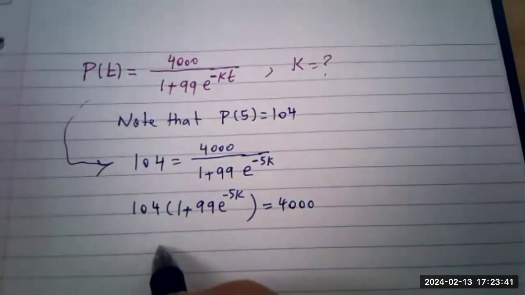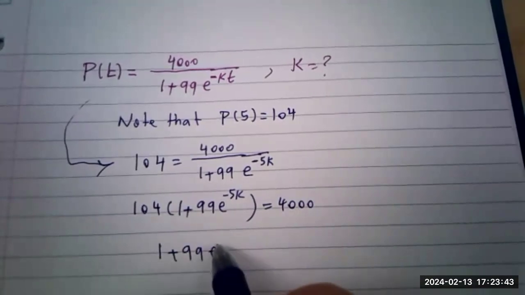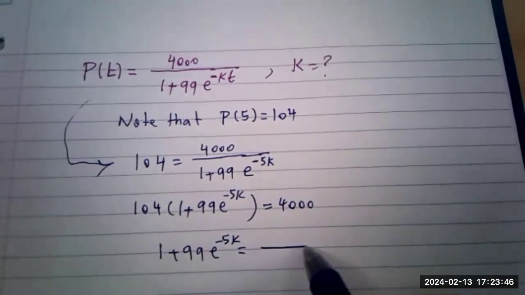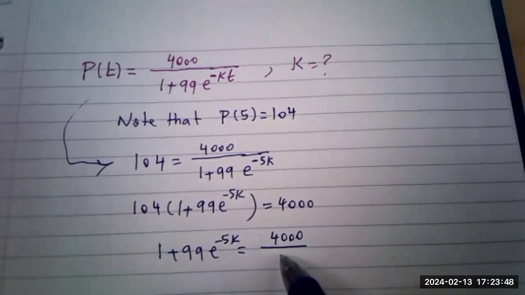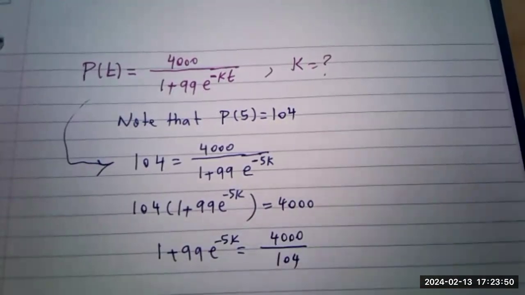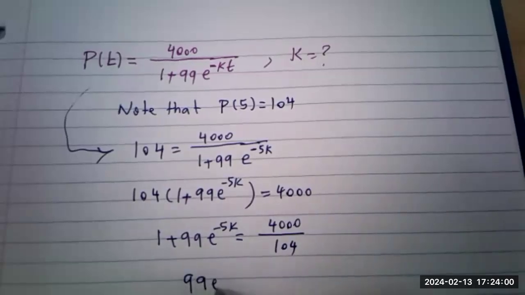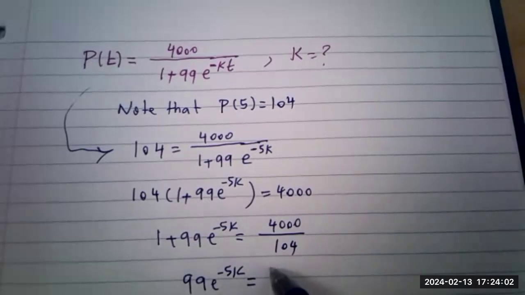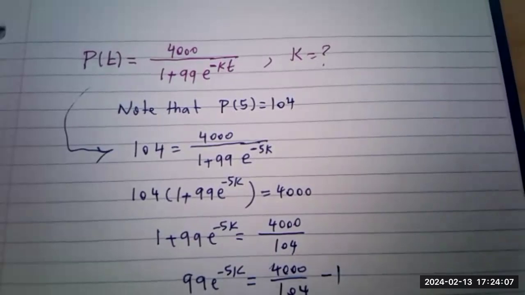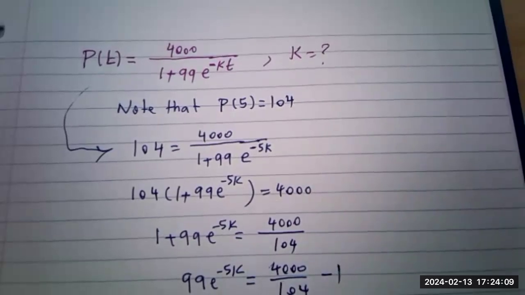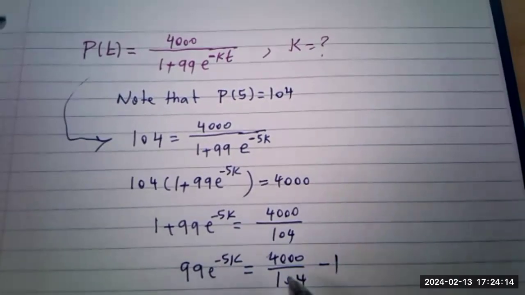Okay, you may use your calculator. It's going to be 1 plus 99 e to the negative 5k, and this is going to be 4,000 over 4. And you can simplify it and eventually get the result. 99 e to the negative 5k is equal to 4,000 over 104 minus 1. You can simplify it by 4 and then continue, or just keep it as is.